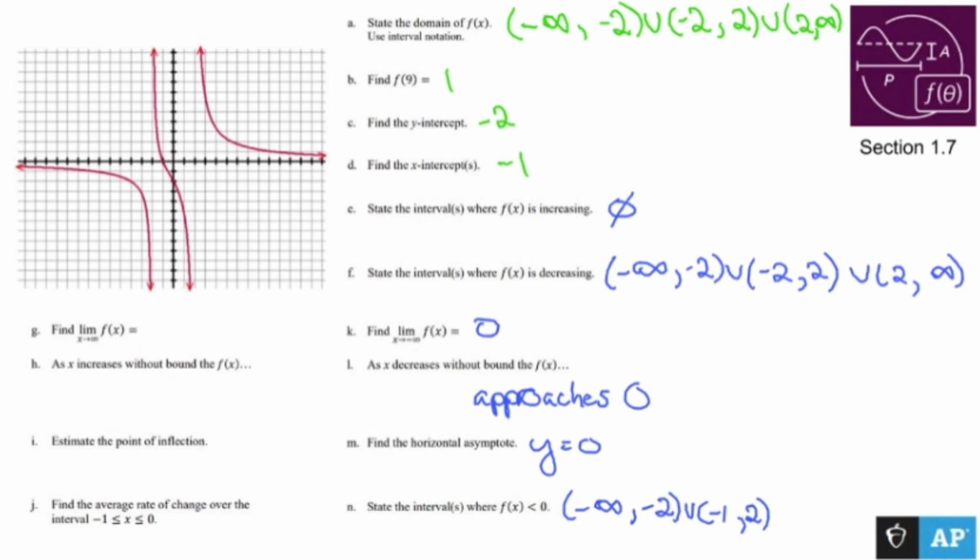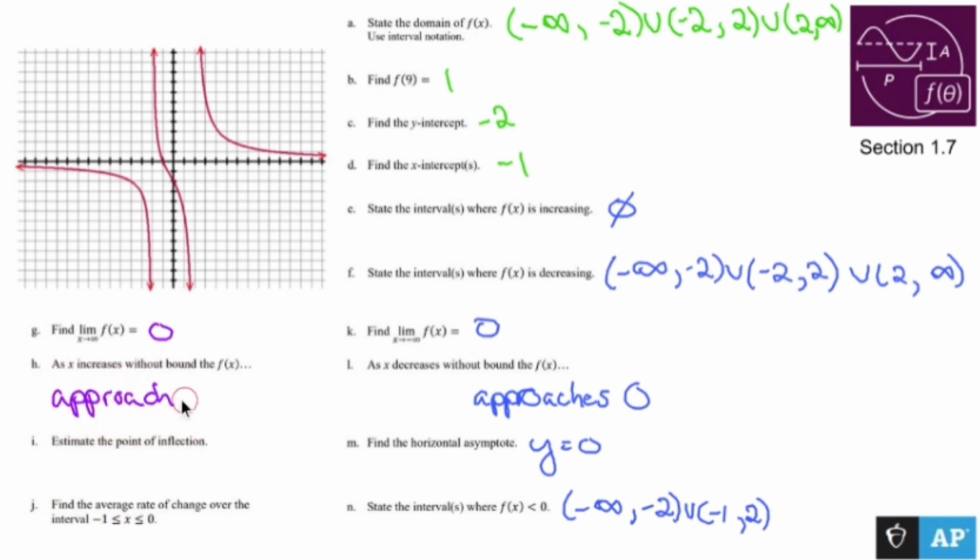Switch colors again. Find the limit as x approaches regular infinity, if I can read that correctly. As we saw from before, it levels out right at 0, so that's going to be 0. As x increases without bound, f of x, basically the same thing that L is asking from k, H is asking from G, it's going to approach 0.